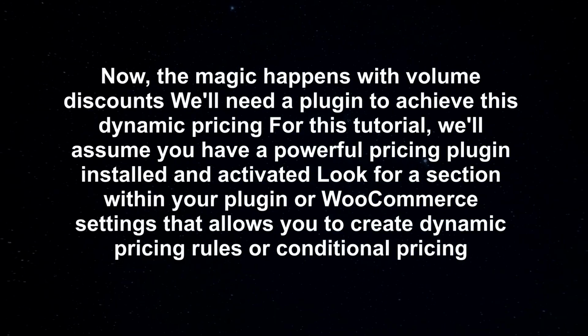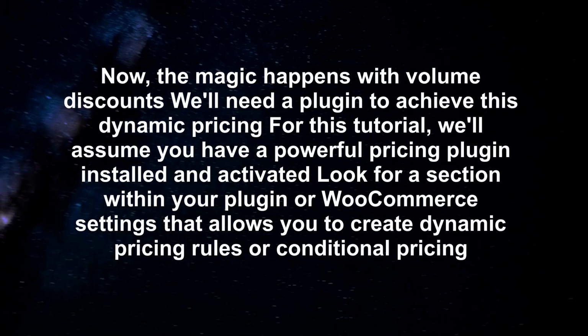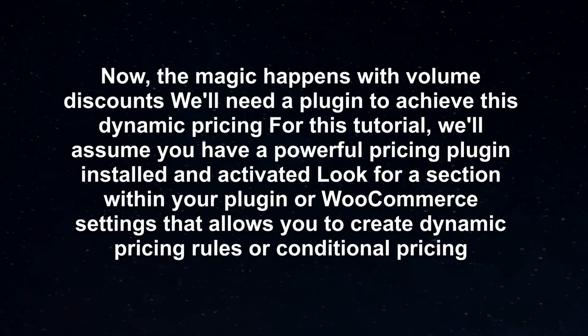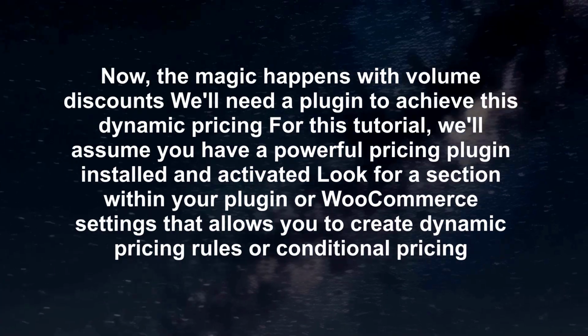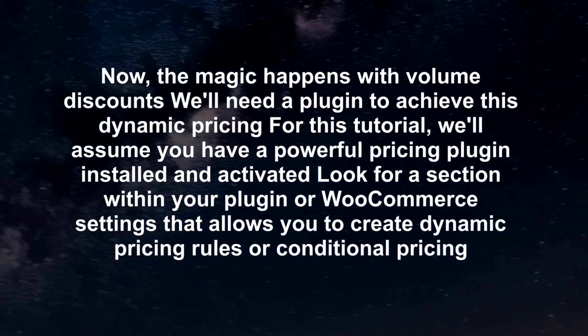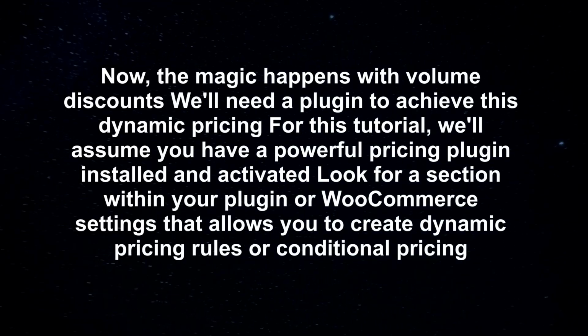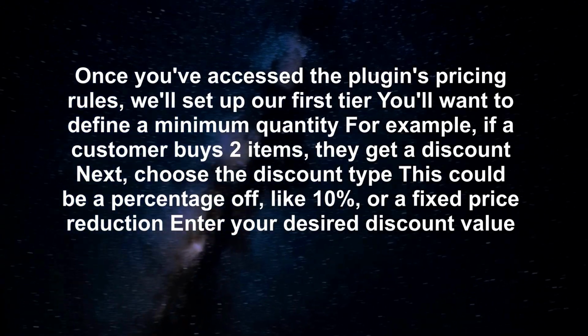Now, the magic happens with volume discounts. We'll need a plugin to achieve this dynamic pricing for this tutorial. We'll assume you have a powerful pricing plugin installed and activated. Look for a section within your plugin or WooCommerce settings that allows you to create dynamic pricing rules or conditional pricing. Once you've accessed the plugin's pricing rules, we'll set up our first tier.